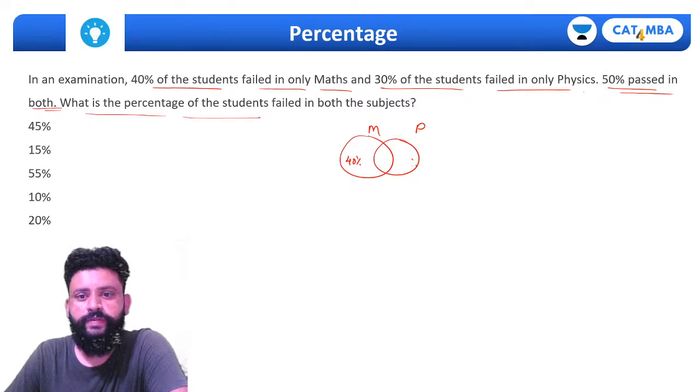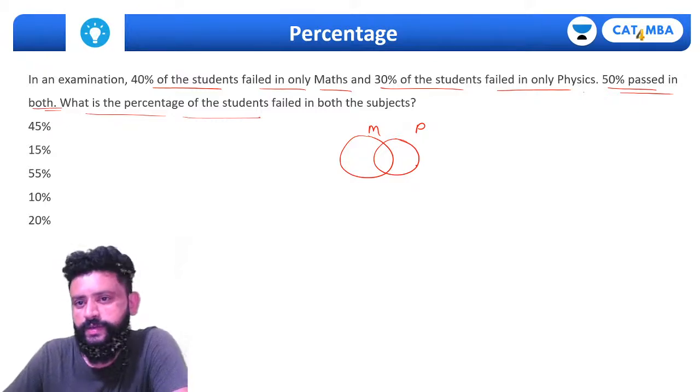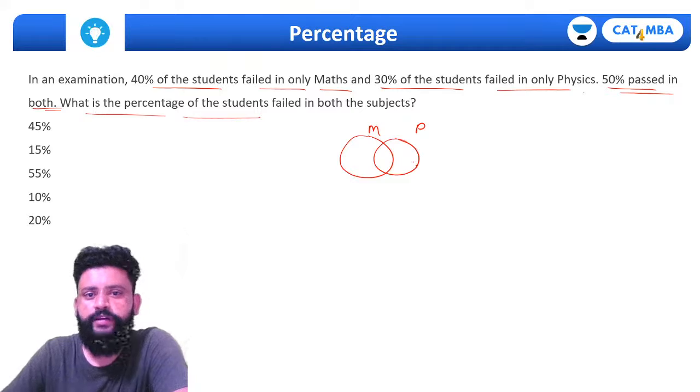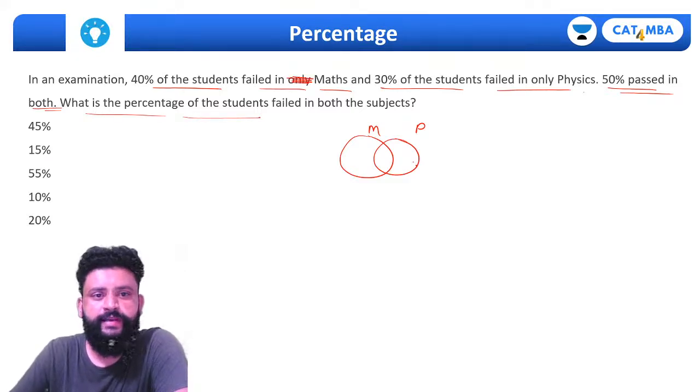I'm sorry, it's not 50%. 40% of the students failed in only maths, and 30% of the students failed in only physics. 30%, 40%, and 50% passed in both. It should not be only math. One correction, there is one typo error. This is not only. Just a minute, let me correct it.